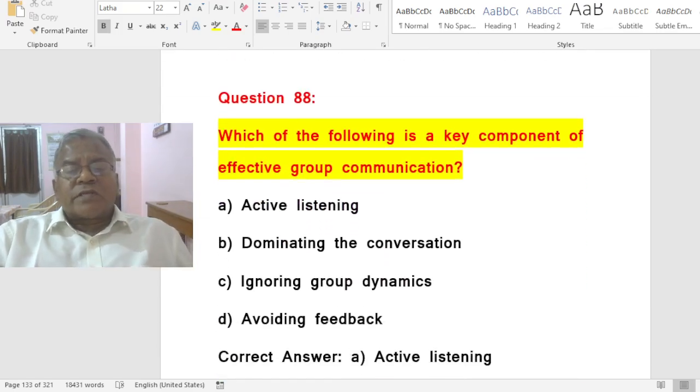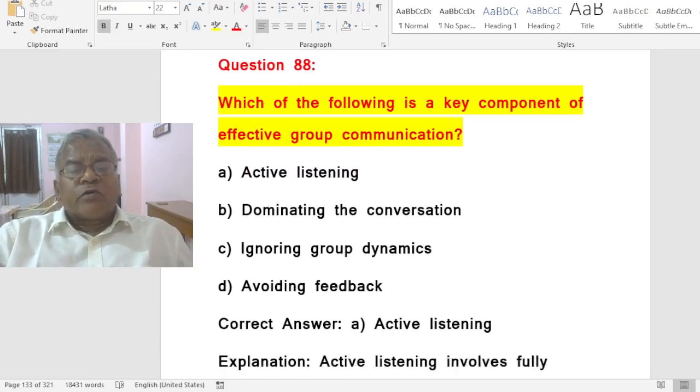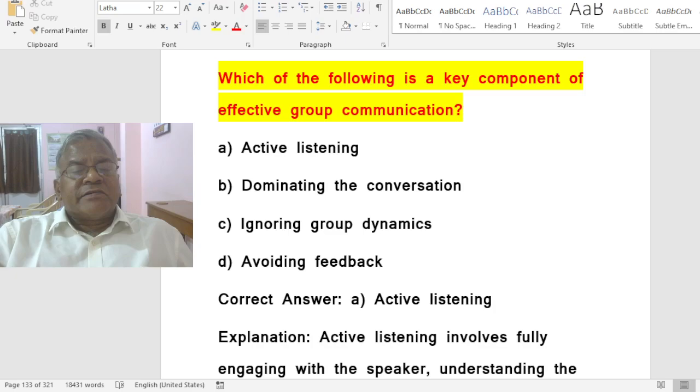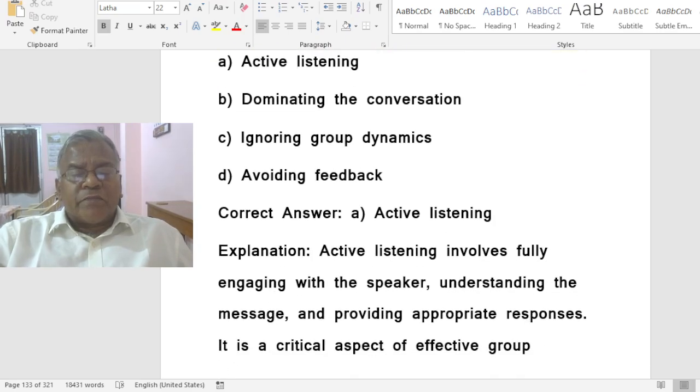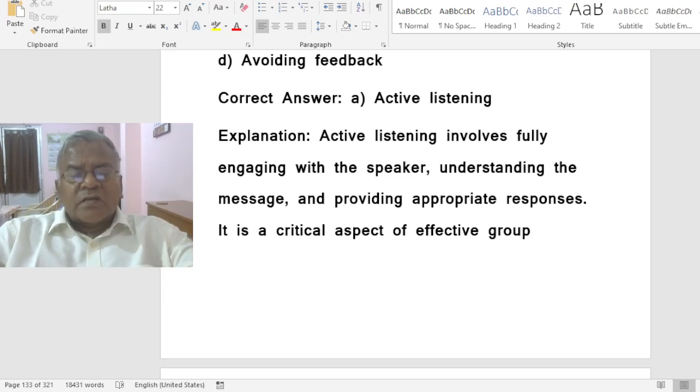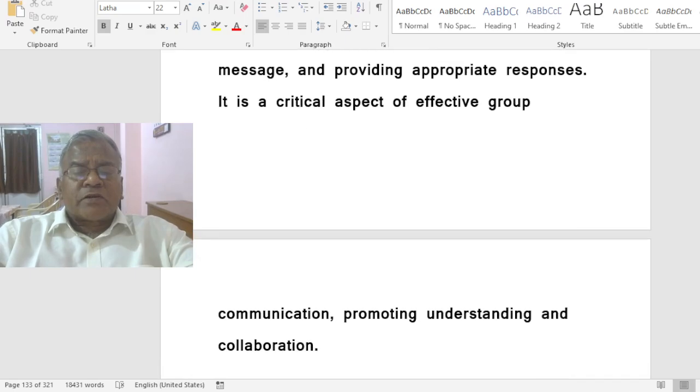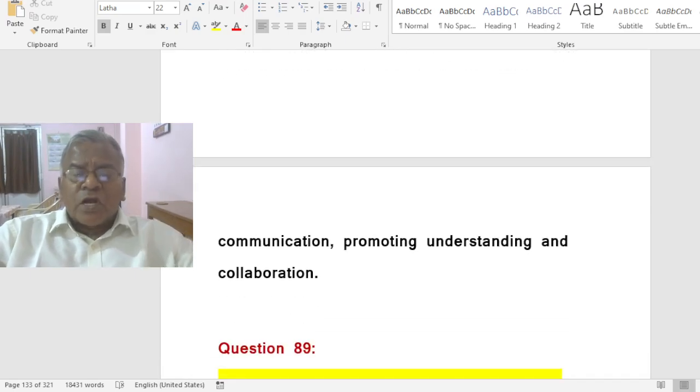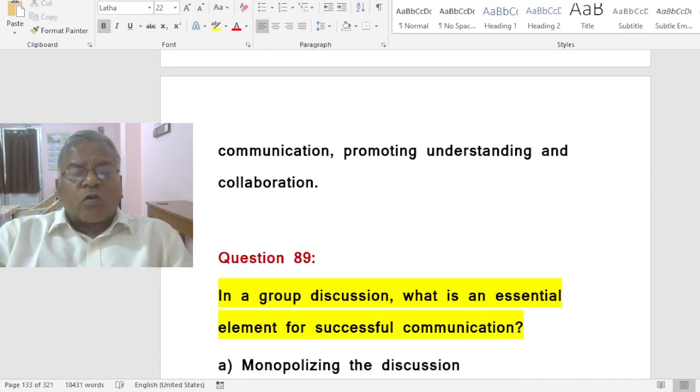Which of the following is a key component of effective group communication? A. Active listening. B. Dominating the conversation. C. Ignoring group dynamics. D. Avoiding feedback. That is active listening. Active listening involves fully engaging with the speaker, understanding the message, and providing appropriate responses. It is a critical aspect of effective group communication, promoting understanding and collaboration.